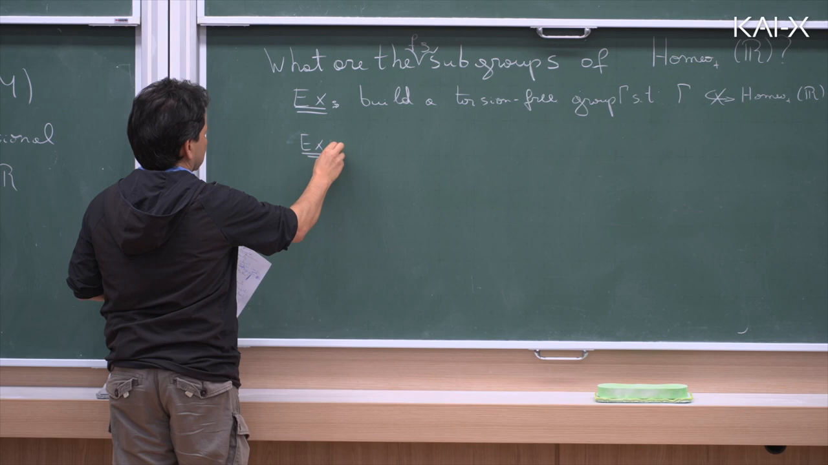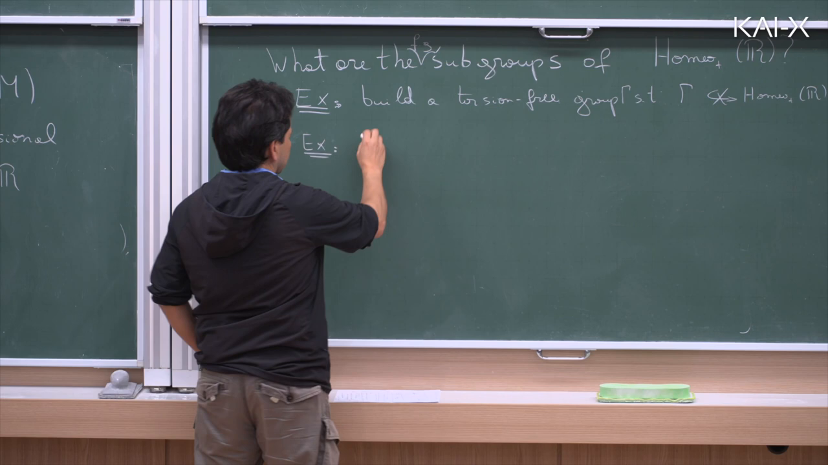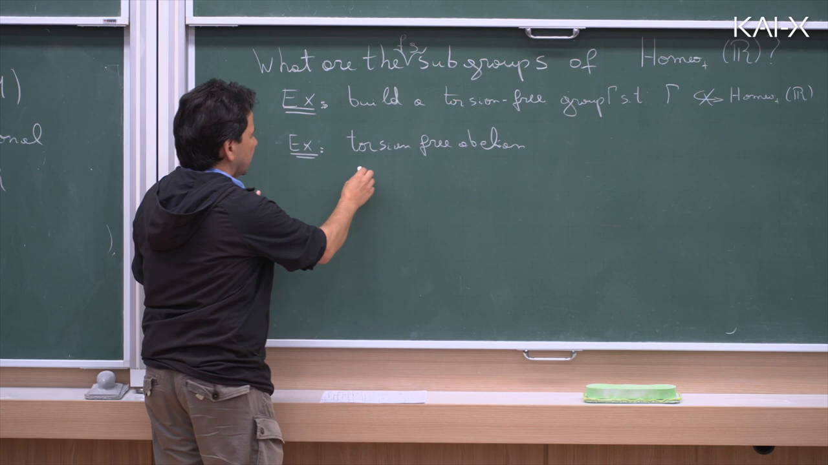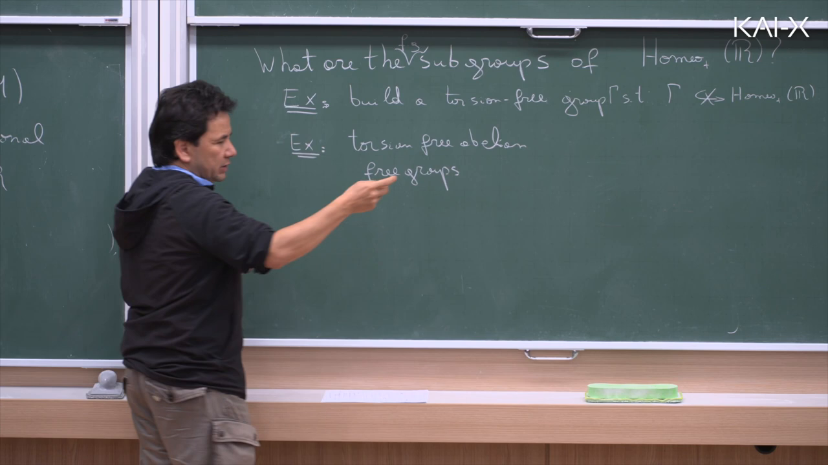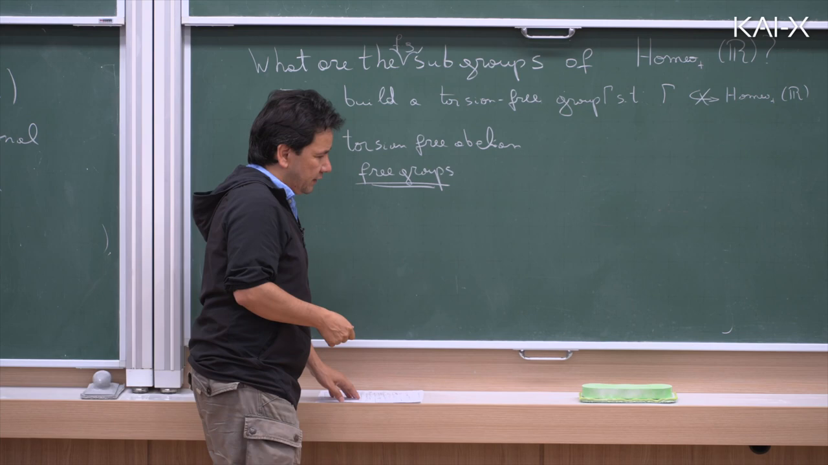Is the following. Well, of course, you have torsion-free abelian groups. Torsion-free nilpotent as well. But there are free groups here. There are many other examples. Fundamental groups of closed surfaces. Some mapping class groups, not all mapping class groups, but some mapping class groups, in particular braid groups. But I would like to concentrate on this, because this is really very interesting.